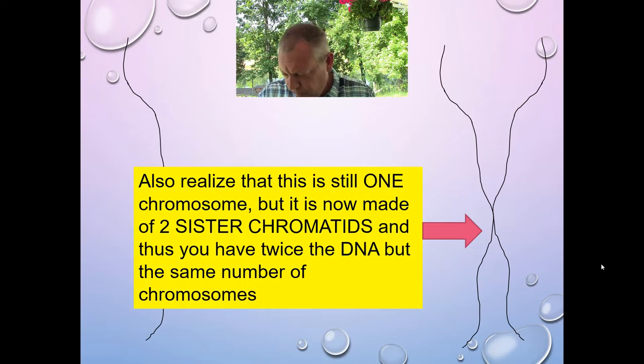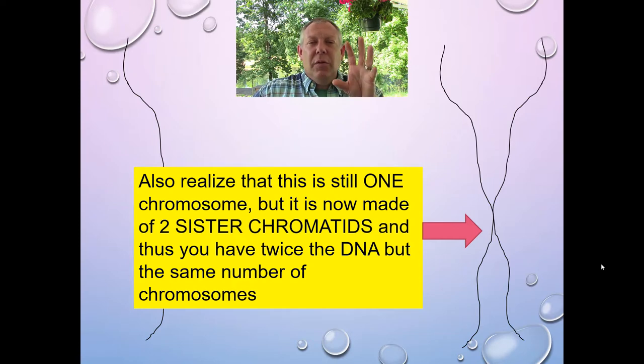Now, realize that at this point, we consider that you still have 1 chromosome in this example, but that chromosome is replicated, so it consists of 2 sister chromatids. So at this point, after S phase, you have twice the normal complement of DNA, but you still have the same number of chromosomes, right? So you've got the regular diploid number of chromosomes, but each one is replicated. So each one is made of 2 identical copies. Does that make sense? It's a very subtle distinction, but it's something important.